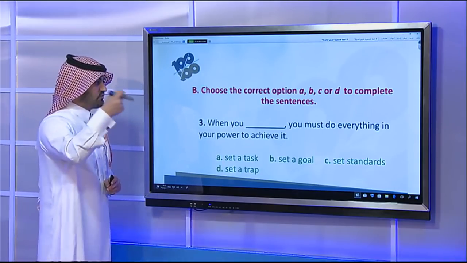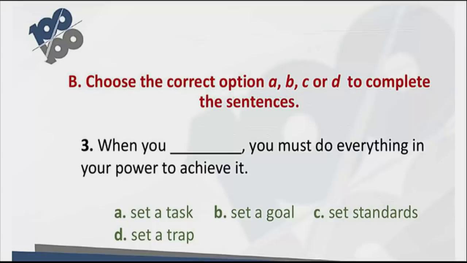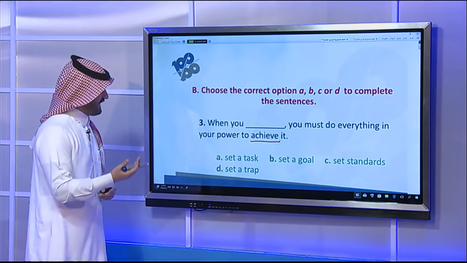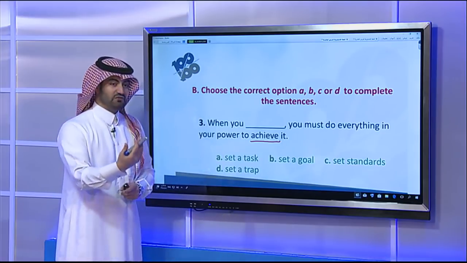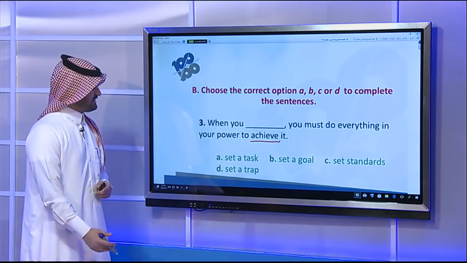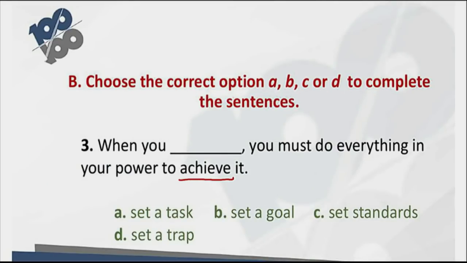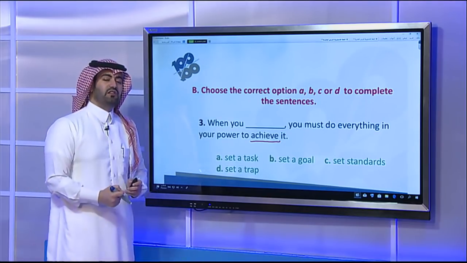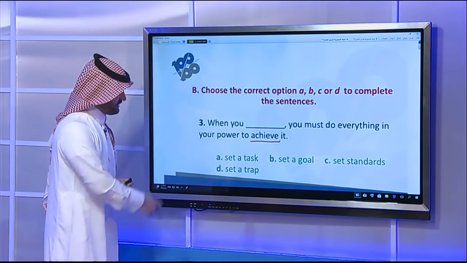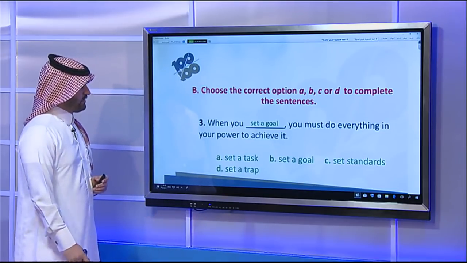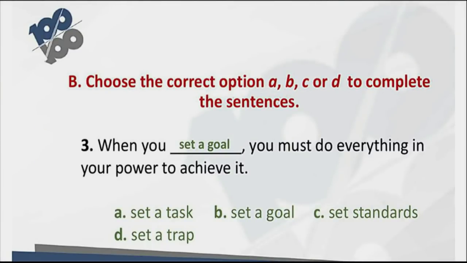When you set something, you have to do everything to achieve it. Okay, achieve here. Which word from these options is related to achieve? Is it achieve a task, or achieve my goal, or achieve standards, or achieve a trap? Certainly, it's B, a goal. When I put a goal in my mind, I will be the first, I will be the best. This is my goal. I set my goal, I have to do everything in my power to achieve it. So the answer is B. When you set a goal, you must do everything in your power to achieve it.